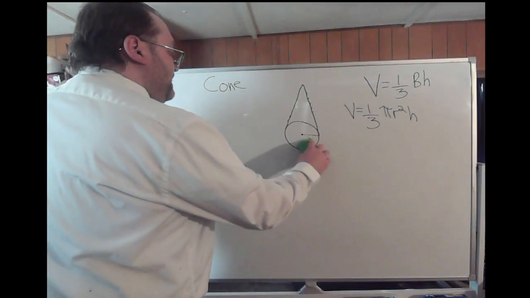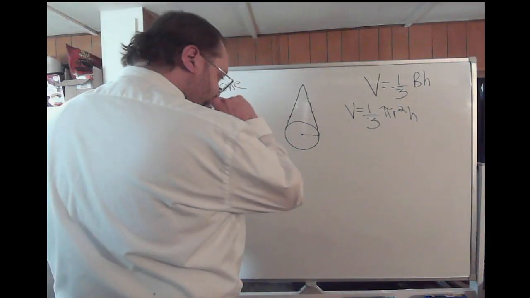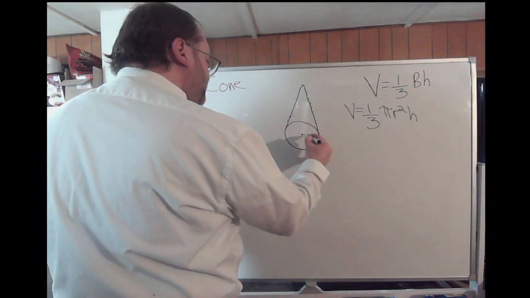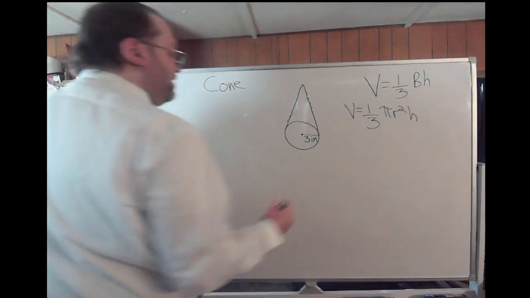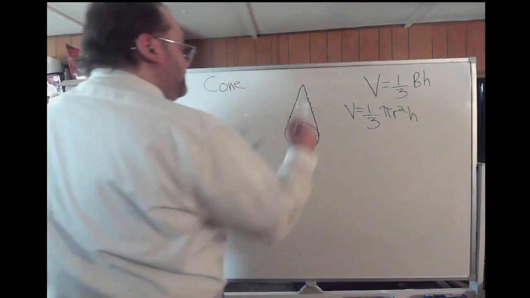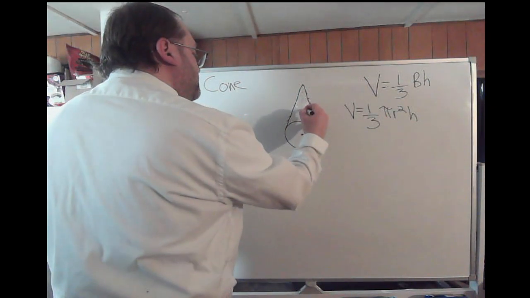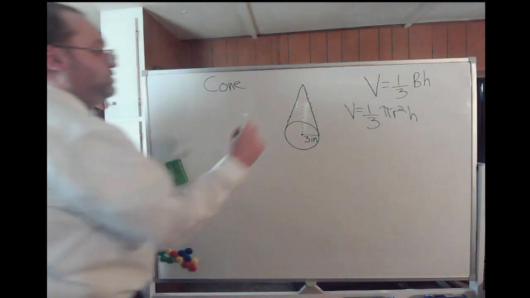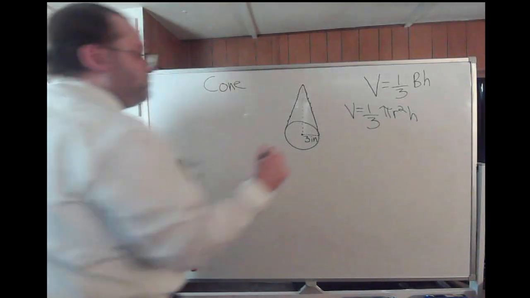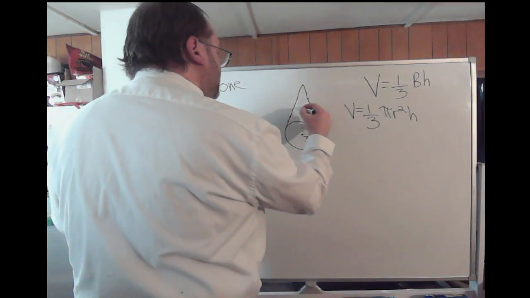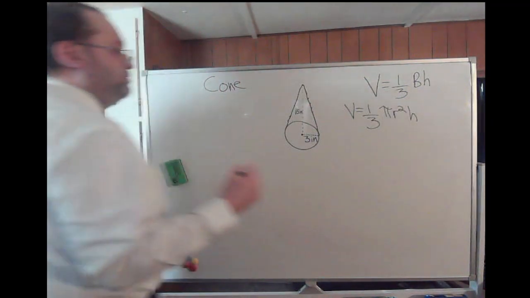But let's say here we have a radius of 3 inches. The height can't be the slanted sides again. It's going to have to be coming straight down from the top to the center of the circle to make it the height. The height, we will say, is about, let's call that 15 inches for the height.